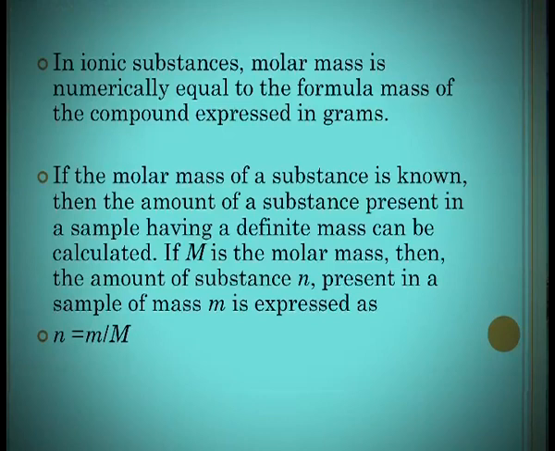I would like to sum up in a few points what you have learned, or you can say recapitulate. In ionic substances, molar mass is numerically equal to the formula mass of the compound expressed in grams. If the molar mass of a substance is known, then the amount of the substance present in a sample having a definite mass can be calculated. If capital M is the molar mass, then the amount of substance n present in a sample of mass small m is expressed as small n is equal to small m upon capital M.